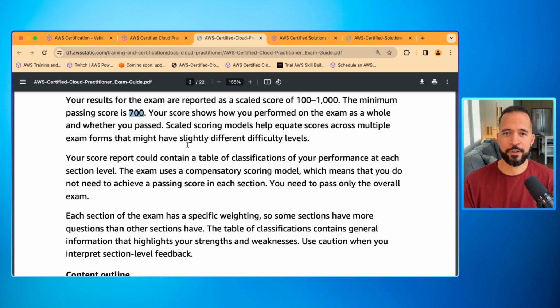Another detail you want to familiarize yourself with is the passing score. Now, the scoring is based on a scaled score between 100 to 1,000, and the passing score is a minimum of a 700. So if you can score 700 and above, you'll pass this certification exam.